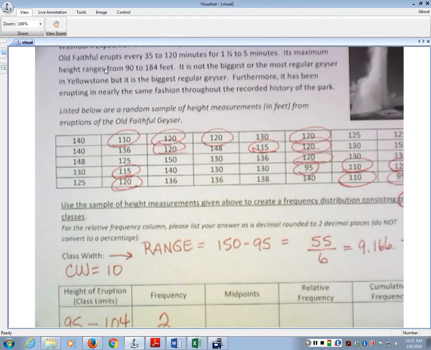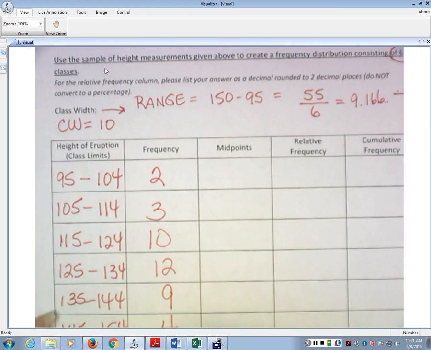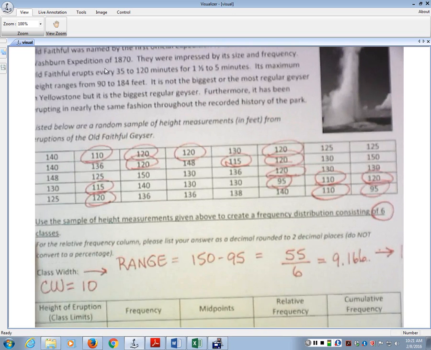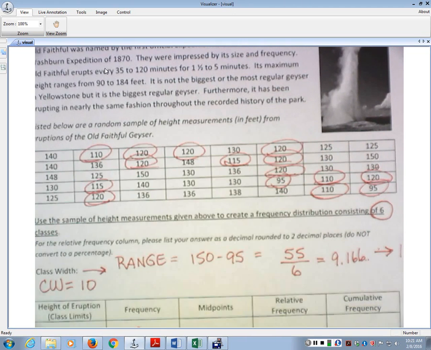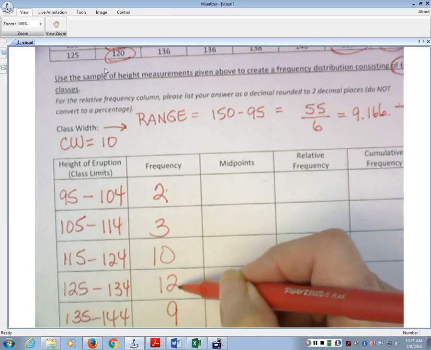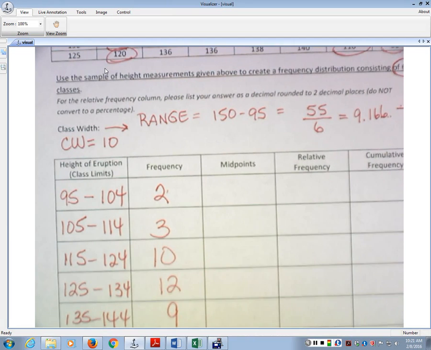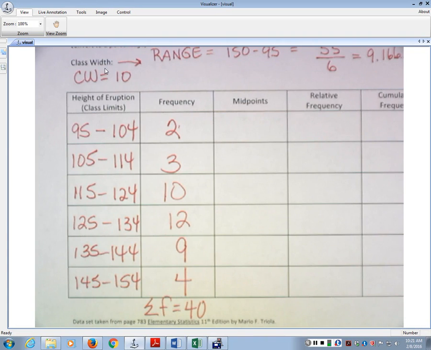But what I want to make sure is that when I add up my frequencies here, the sum of the frequencies has to be the same as the total number of pieces of data that I have. And this is 1, 2, 3, 4, 5, and 1, 2, 3, 4, 5, 6, 7, 8. I should have 40 pieces of data. So 2 plus 3 is 5. 10 makes 15, 27, 36, and 4 makes 40. So the sum of your frequencies needs to equal the number of pieces of data you have. Otherwise, you have left something out or you've counted something twice.